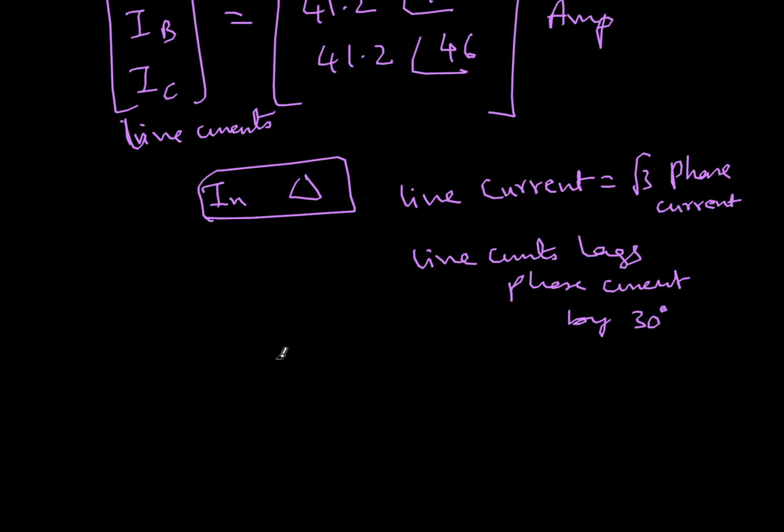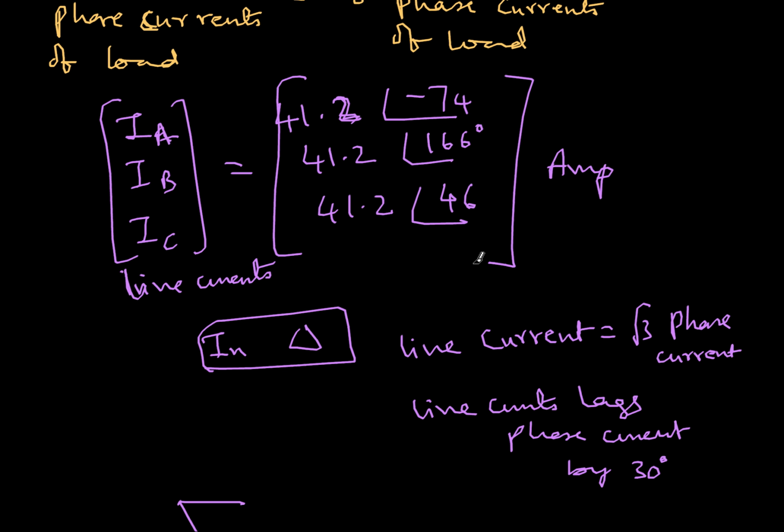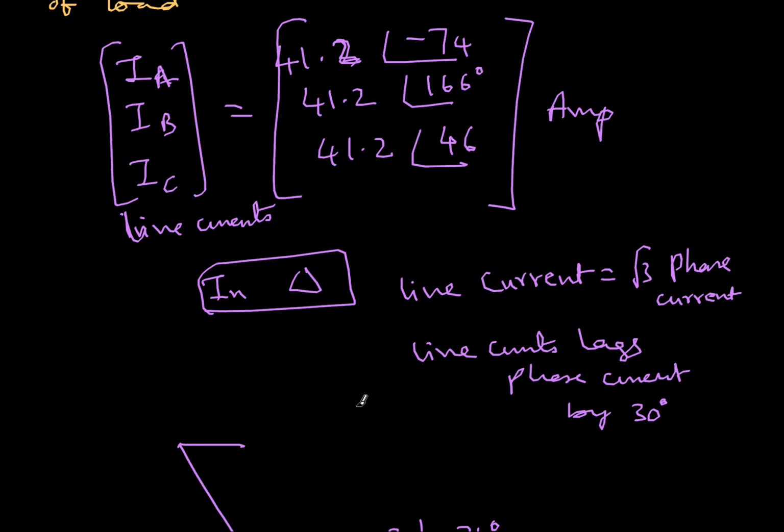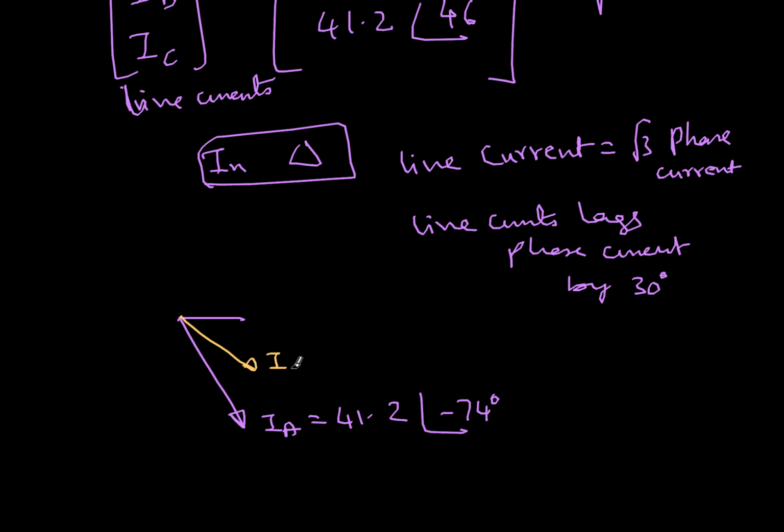So you notice if I draw it as a vector diagram, what is IA? Minus 74 degrees. So this is 0 degrees, and this is IA, 41.2, angle minus 74 degrees. And if I want to show IAL, that is the phase current, 23.8 at an angle of minus 44 degrees. Therefore, this phase difference is 30 degrees. So this is the line current and this is the phase current. Line current is lagging the phase current by 30 degrees, but its magnitude is increased by root 3 times. So that's what you can confirm here.